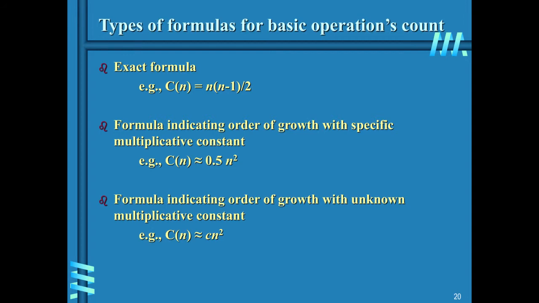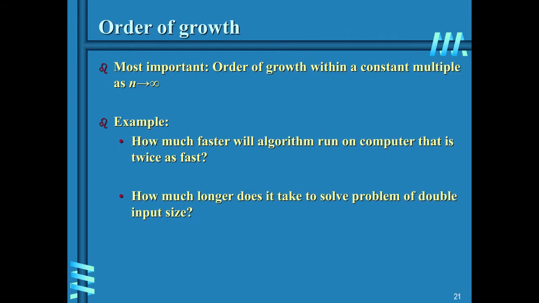The idea of asymptotic order is that we want to compare different algorithm runtimes. We want to check whether these algorithms can be in the same efficiency group or not. Most important is that we check the order of growth within a constant multiple as n goes to infinity. This we call asymptotic order. It also corresponds to checking how much faster an algorithm will run on a computer, that is, twice as fast. And for complexity, we ask the question: how much longer does it take to solve a problem of double input size?